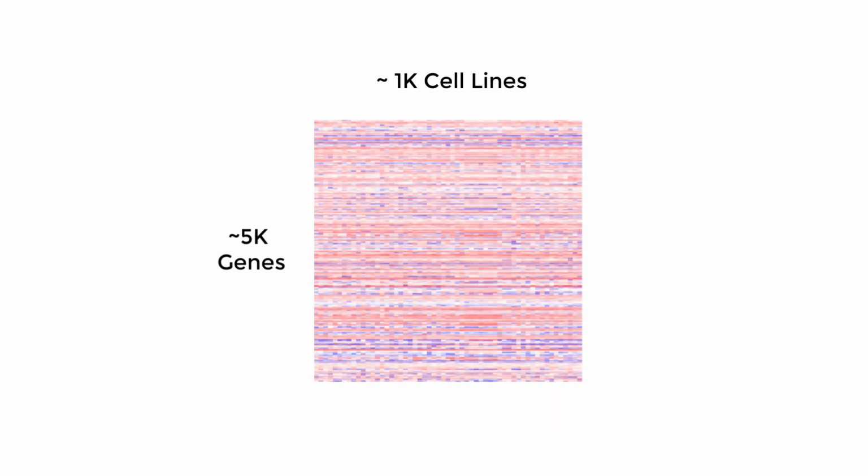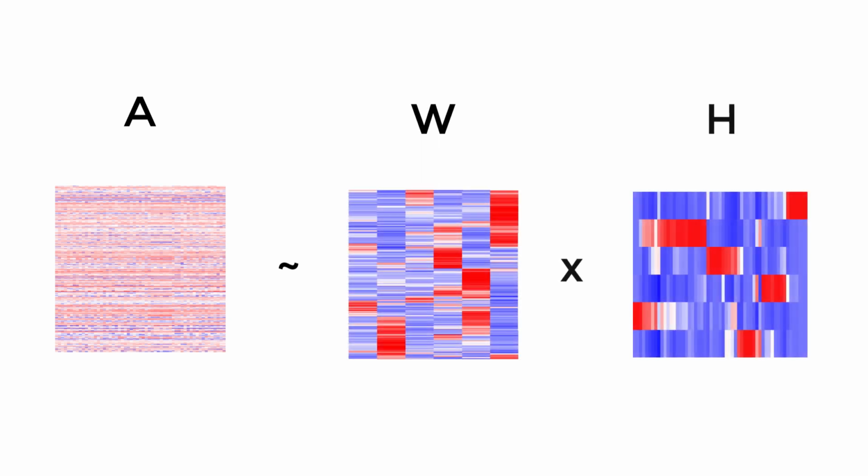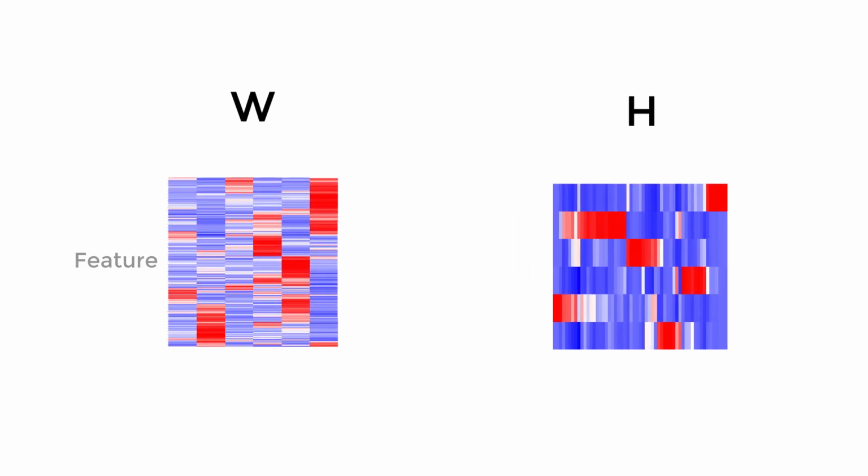Remember, our goal is to extract patterns from this data. A great way to do that is using non-negative matrix factorization, where a starting matrix called A is factorized into matrices W and H, which when multiplied together produce a matrix very similar to A. The W is a feature by factor matrix, and the H is a factor by sample matrix.